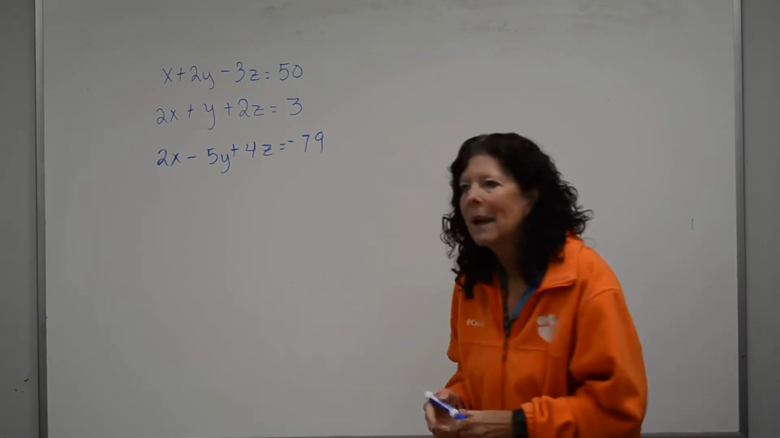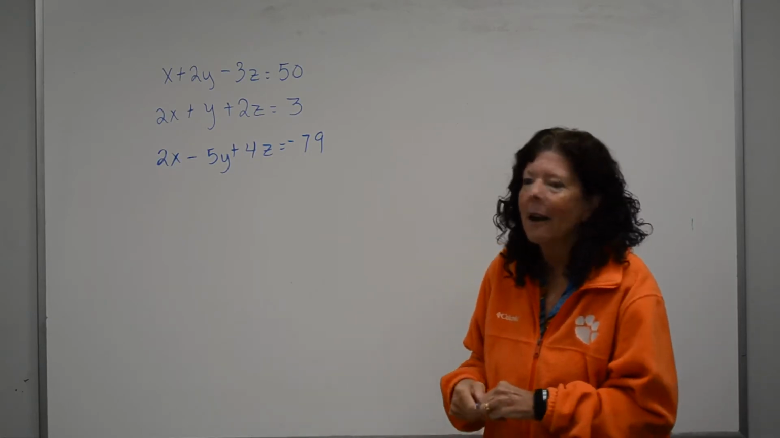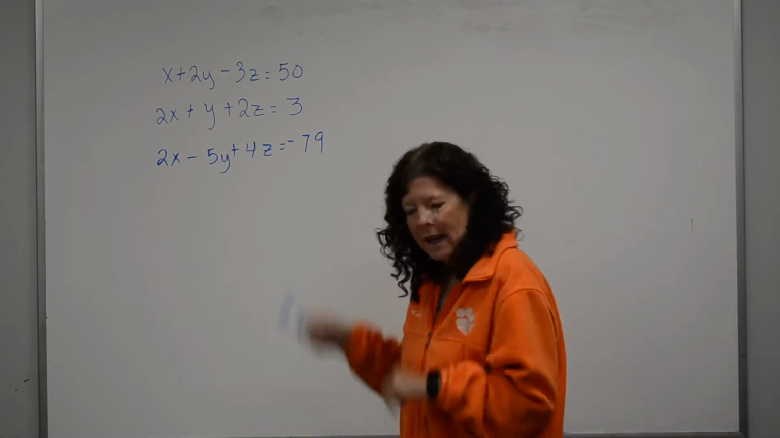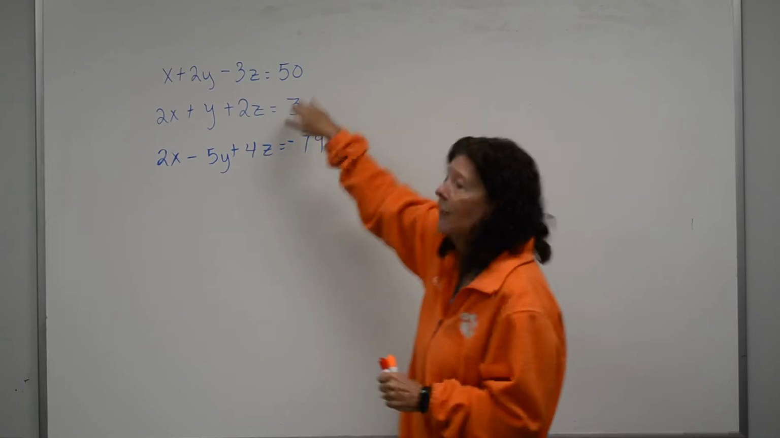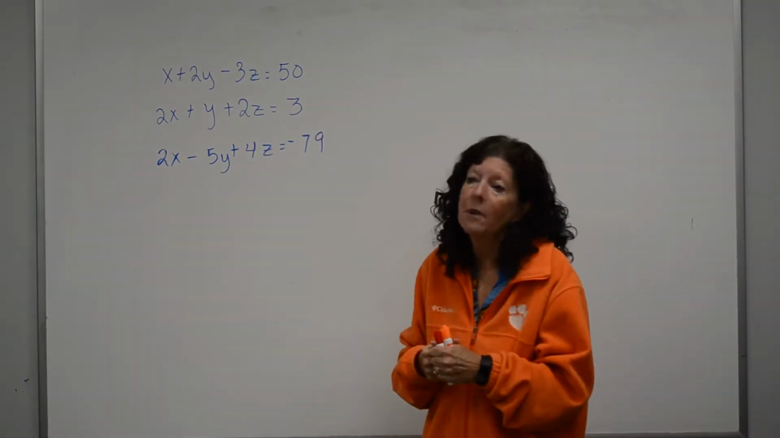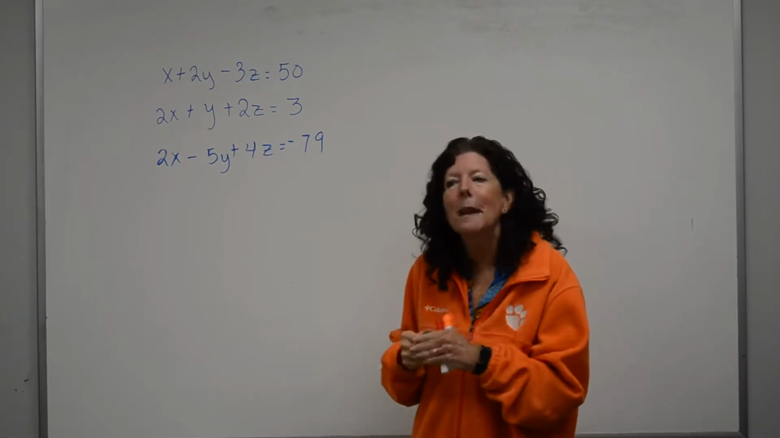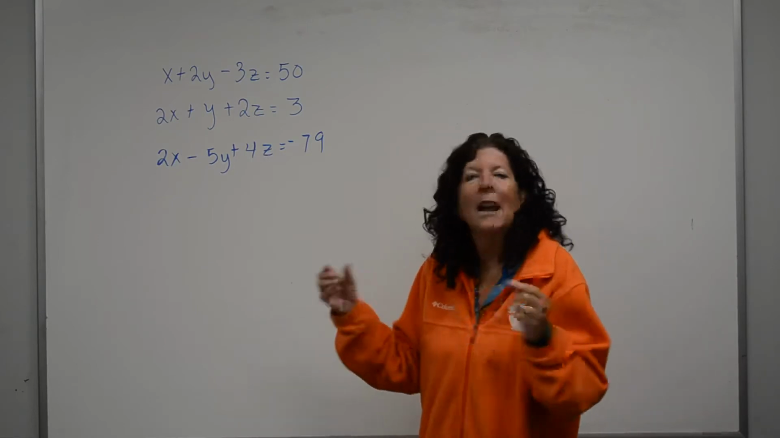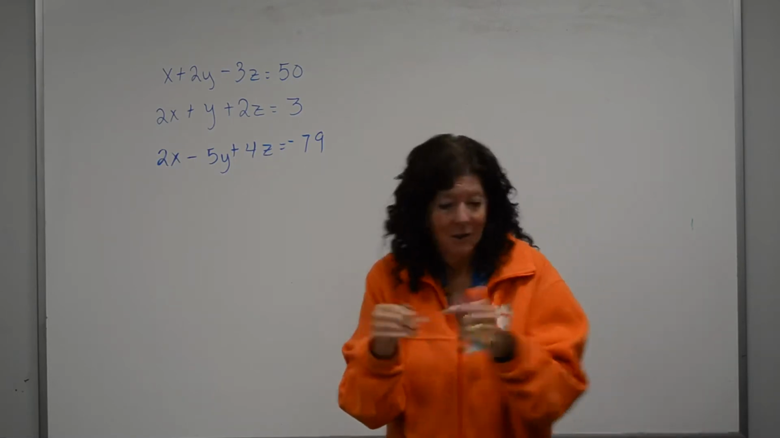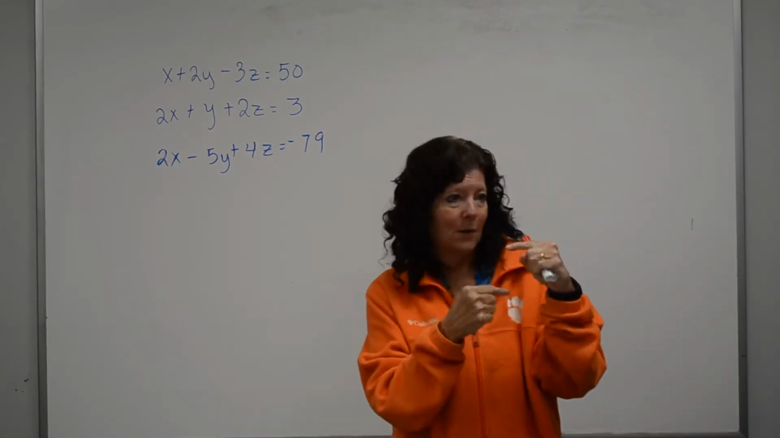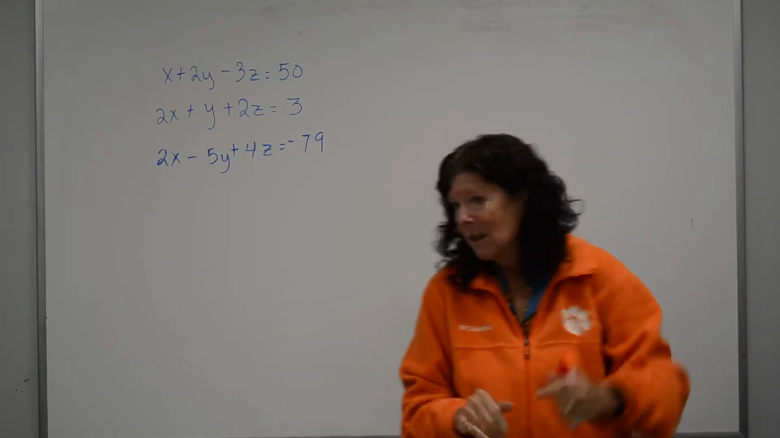Could you solve them by graphing? Yeah, but your calculator can't do it. What you're going to have to do is put two of these together, eliminate out one variable. Then put two more of these together and eliminate out the same variable, and then put those two answers together. Don't allow that much space for your problem. This is a whole page worth. You got to give yourself some room here.